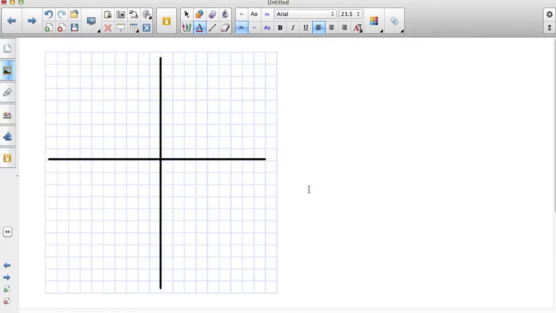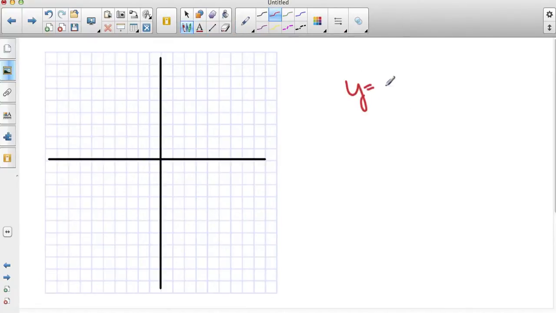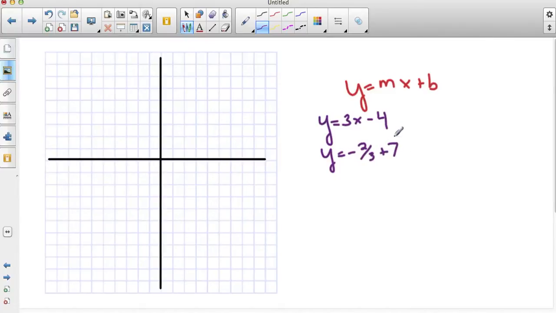Slope-intercept form is an easy way to graph an equation. So we know that slope-intercept was y equals mx plus b. Let's throw some numbers in there. For example, I could have y equals 3x minus 4. I could have y equals negative 2/3 x plus 7. Both of those are still in slope-intercept form, where it's real easy to see the slope and real easy to see the y-intercept.